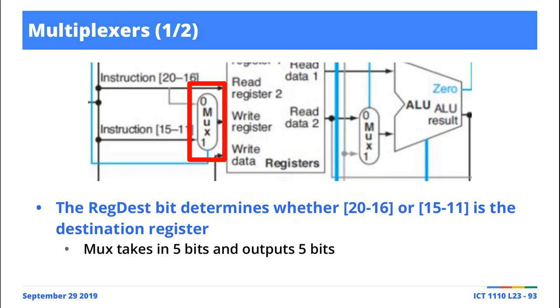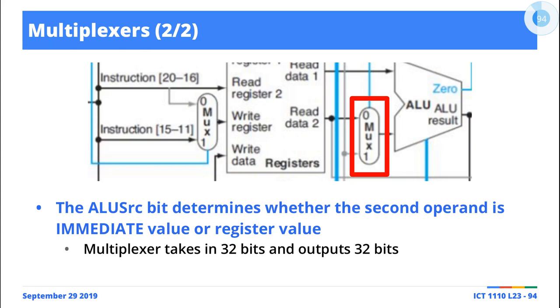In this case, we're trying to determine what register is going to act as a destination. And when we're dealing with registers, we are talking about 5 bits here, 0 up to 31, right? In this case, we are dealing with actual data. When we're dealing with actual data, we're dealing with 32 bits here, right? Yes?